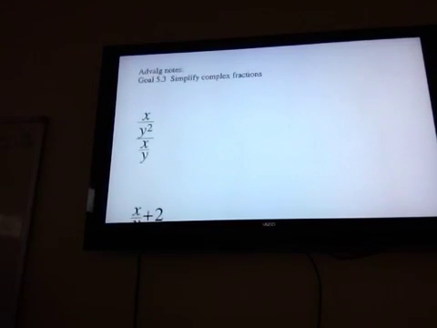Okay, goal 5.3 is on simplifying complex fractions. A complex fraction is simply a fraction within a fraction. You actually can go as deep as within a fraction. But that's just what makes it a complex fraction. Okay?